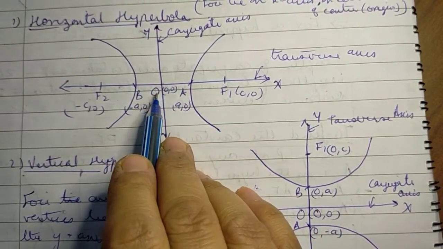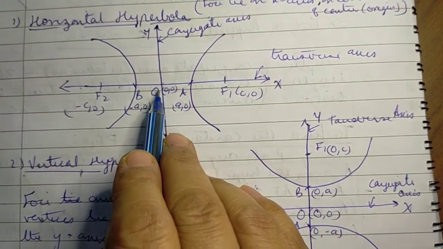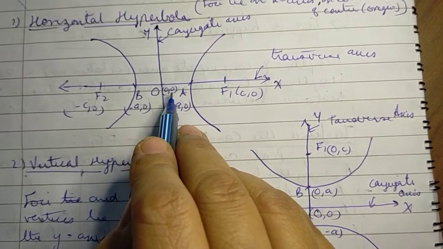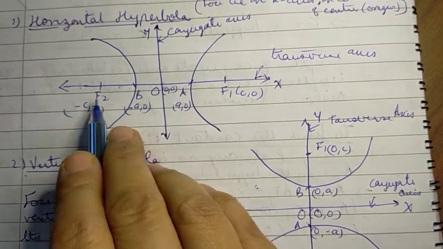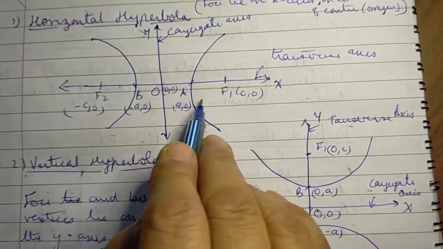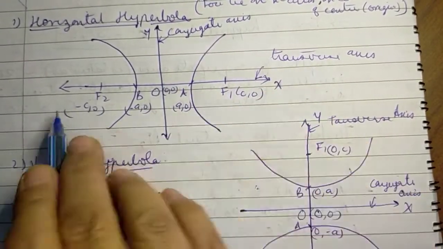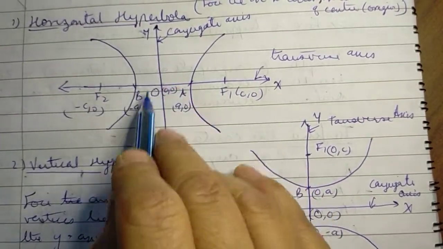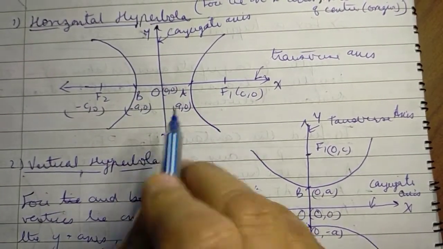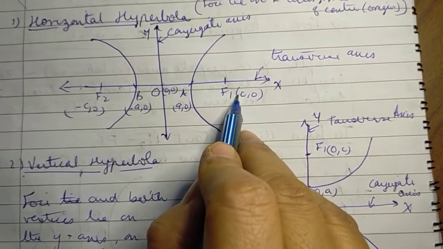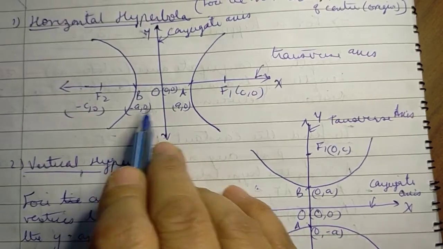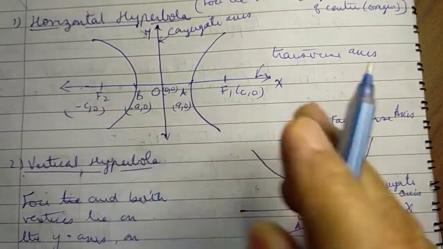So this is the horizontal hyperbola. The coordinates of the center, as the center coincides with the origin, would be 0, 0. The vertices A, B and the two foci F1, F2, as well as the transverse axis, all lie along the x-axis. It's only the conjugate axis which is along the y-axis. So the coordinates of the foci would be plus minus c comma 0. Coordinates of the vertices would be plus minus a comma 0.